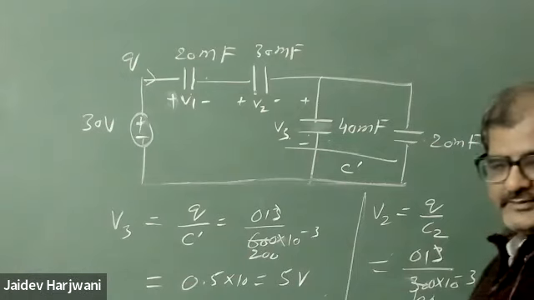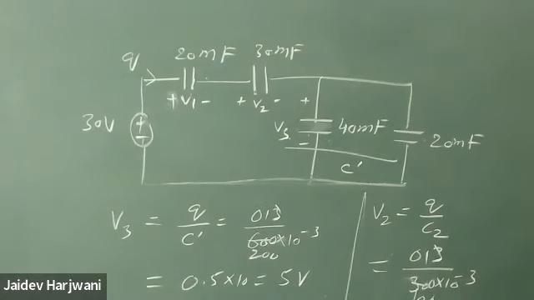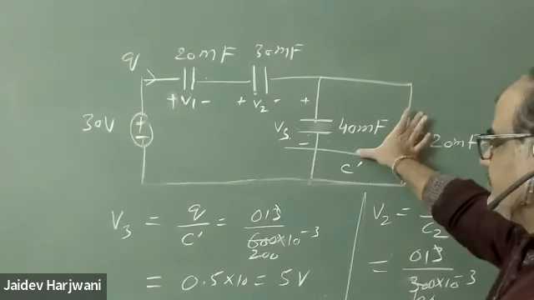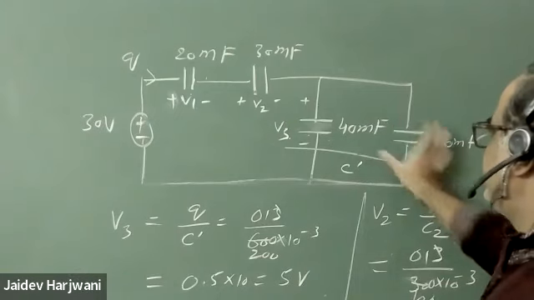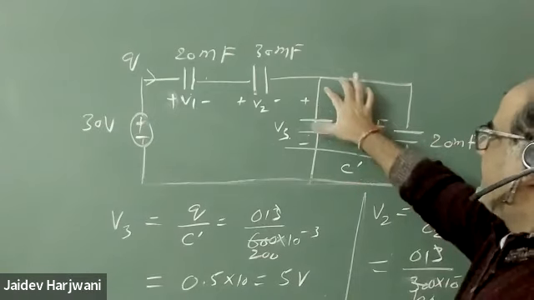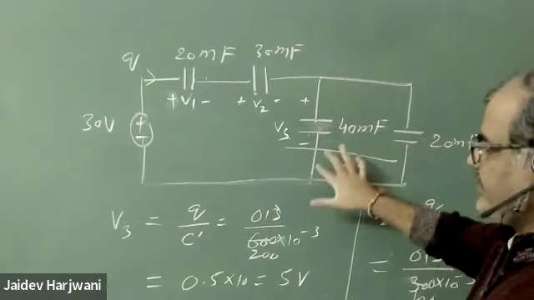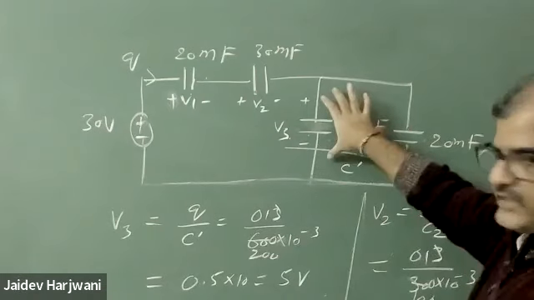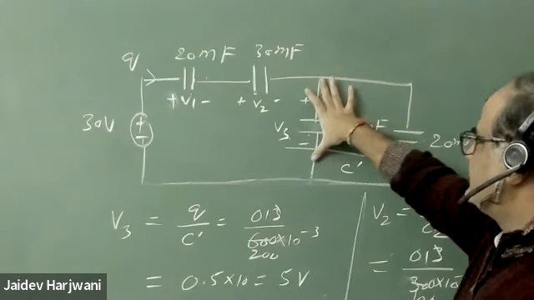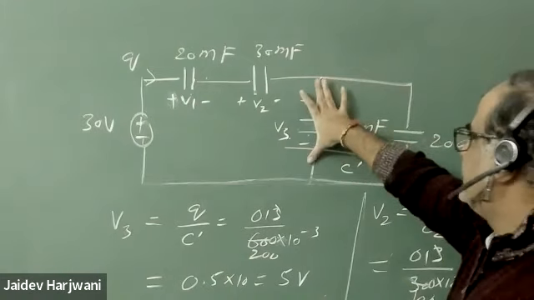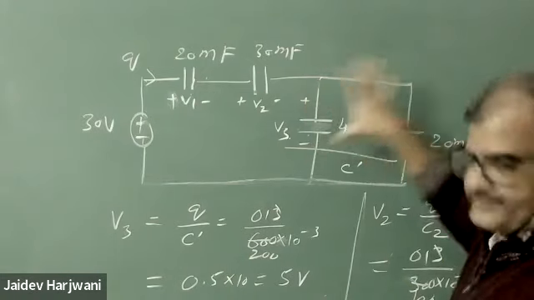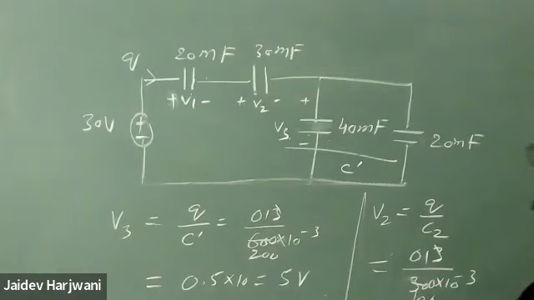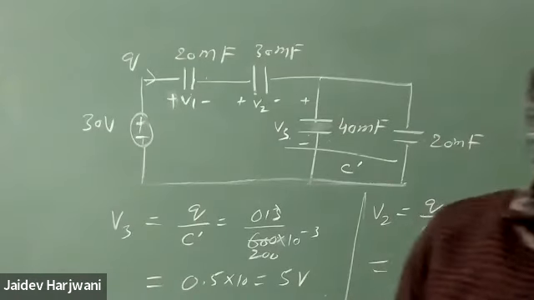Any question here? V3 means we have calculated the voltage across 40 millifarad, or the voltage across 20 will be the same. I have made the equivalent capacitor together, and your charge Q is flowing, so whatever voltage comes through the equivalent will be the same here. Clear? Okay, this is the way we can calculate V1, V2 and V3.